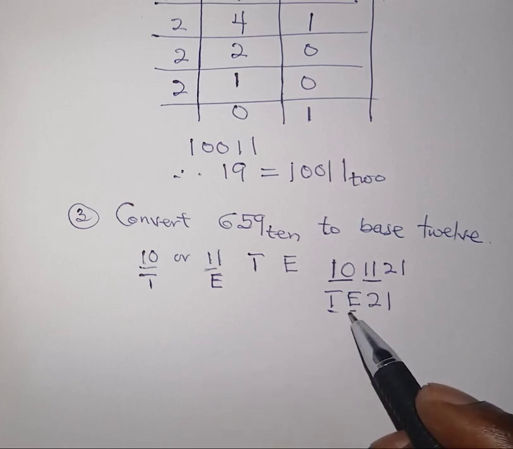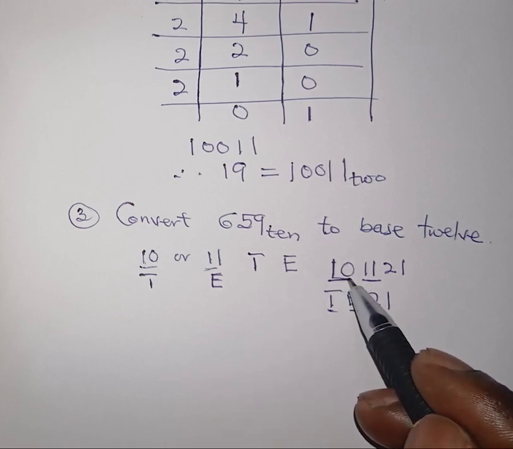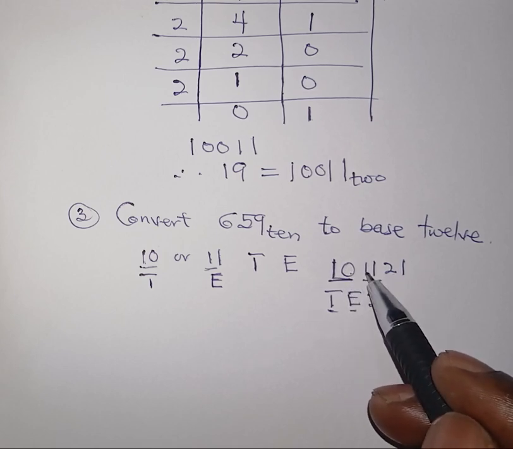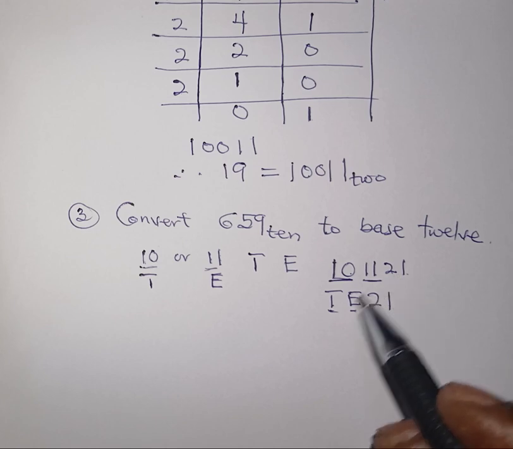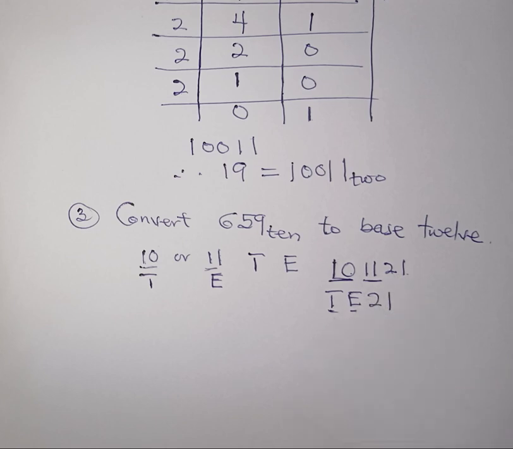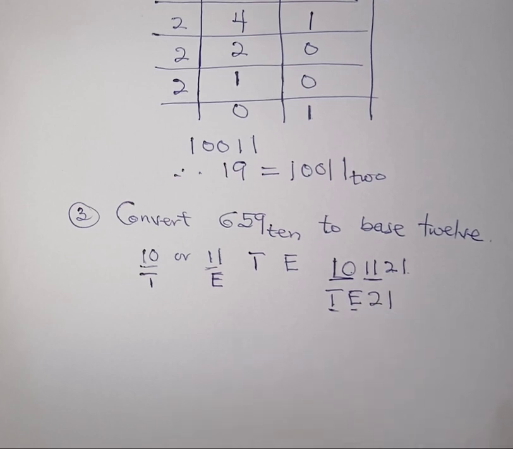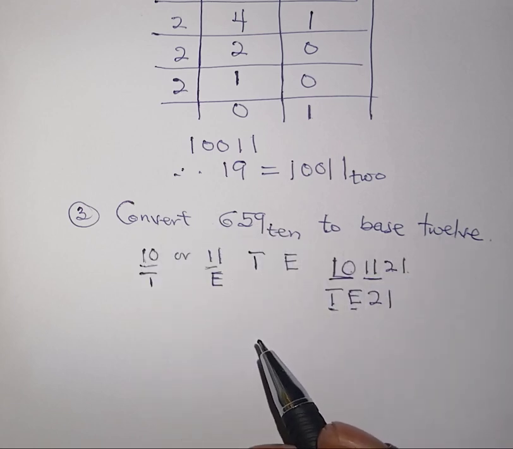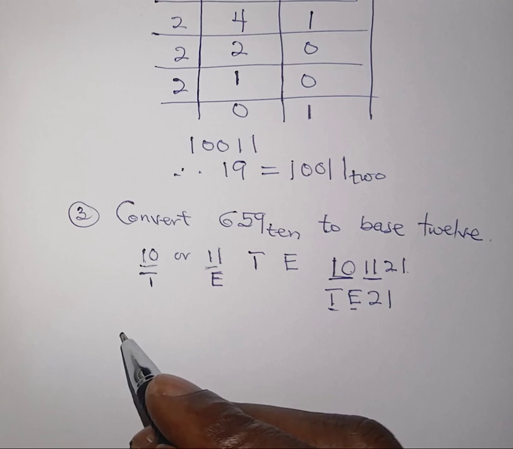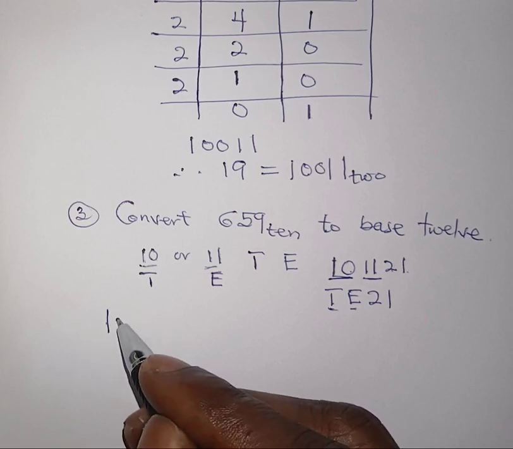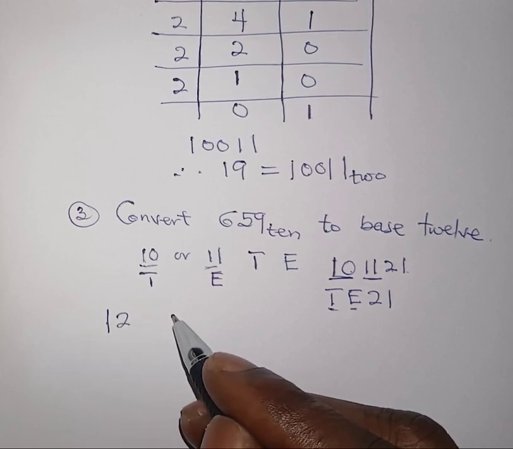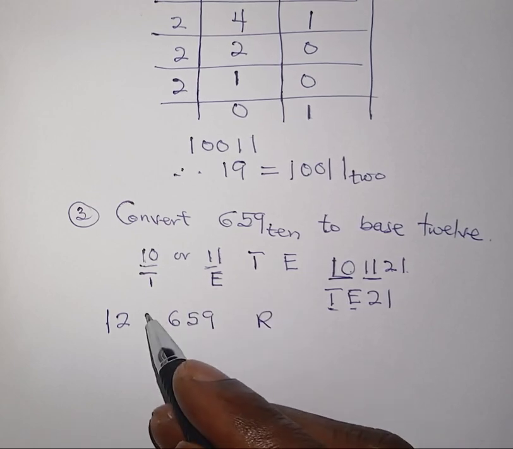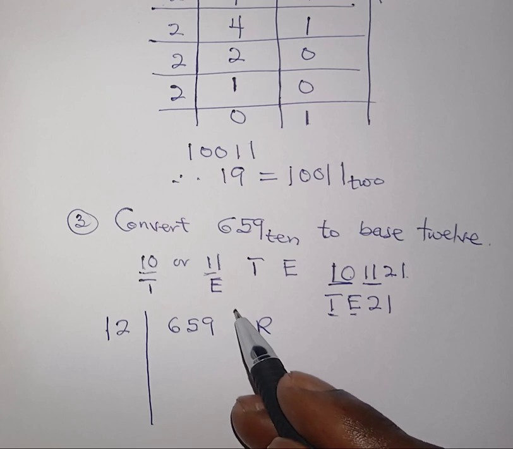But if I don't write it like this and I write it in this form, 10, 11, 2, 1, someone reading it may think that it is 10, 11, 21, which will make the whole thing wrong. So take note of that, okay? If that's the case, then let's proceed and convert this to base 12. So I'll write my 12 here, then I'll write my 659, and then the remainder is here. Then I'll put them in a table form.